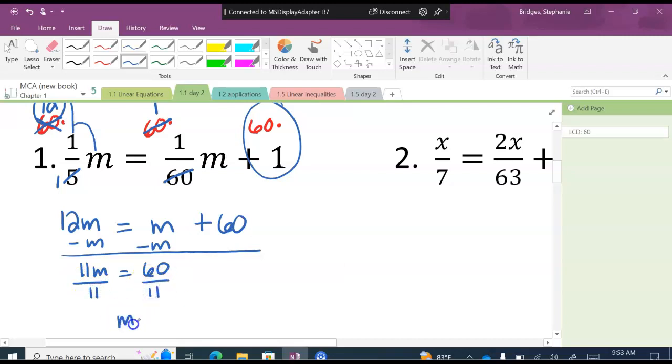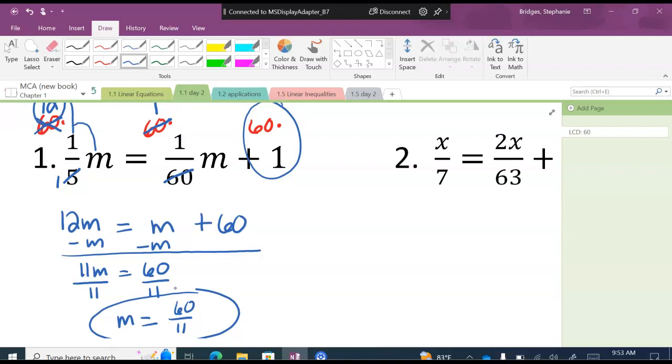Does 11 go into 60 evenly? No. Do they have anything in common that I could reduce it by? A 2 or a 3 or a 4 or anything like that? No. So I can leave it. If you want to give me a decimal, you can. You can also just leave it like that. You don't need to change it to a mixed number. You can leave it exactly as it is on the paper.